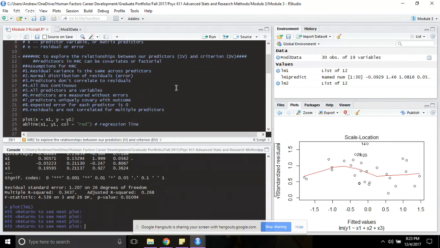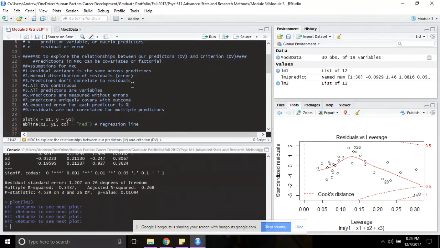We don't want any of our residuals to... Yes, we want our expected error for each predictor to be close to 0, as close to 0 as we can get in an ideal world. So this represents that in the standardization, in the standardized form.